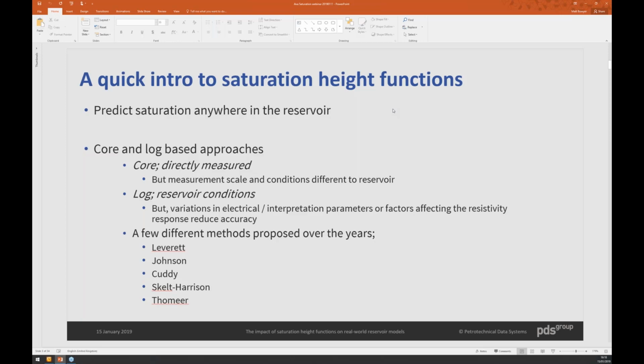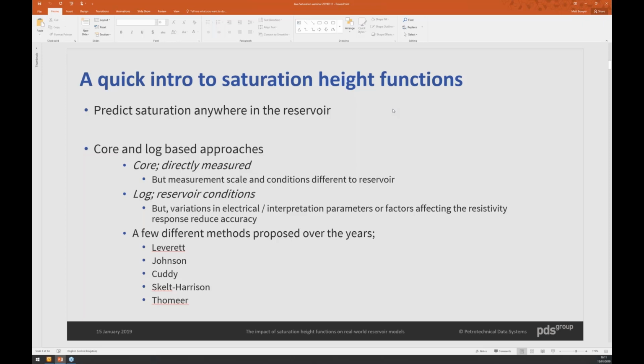At the log scale, that has the advantage of being at reservoir conditions. But again, variations in things like a, m, n, Rw, the electrical parameters, or perhaps even thin bed effects that affect the resistivity response all have an impact on the accuracy. So ideally, what we want to do is to use all of the available data, investigate differing approaches, and try and decide which function is best for our data, which is best for our reservoir, and try out different approaches.